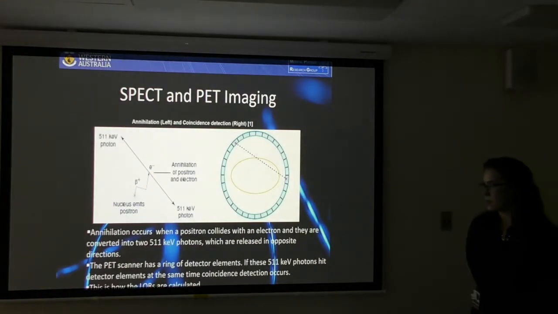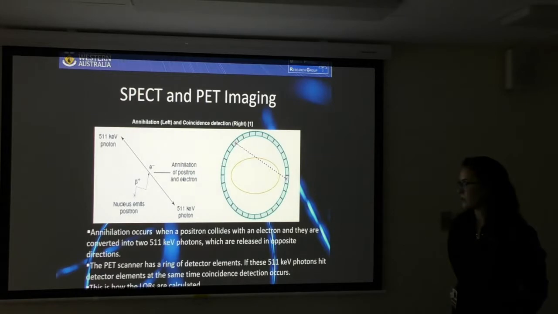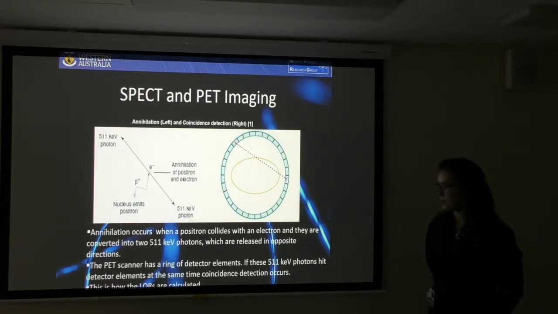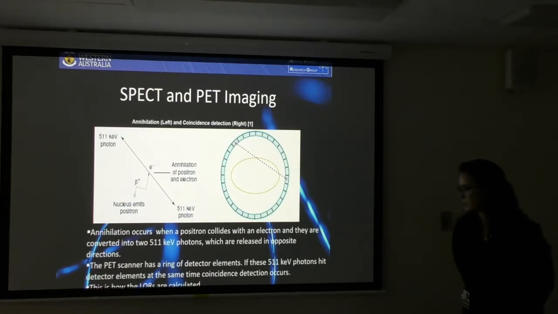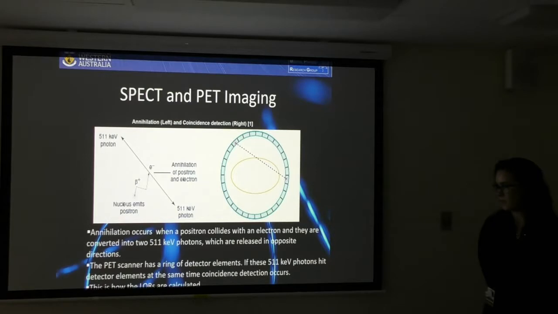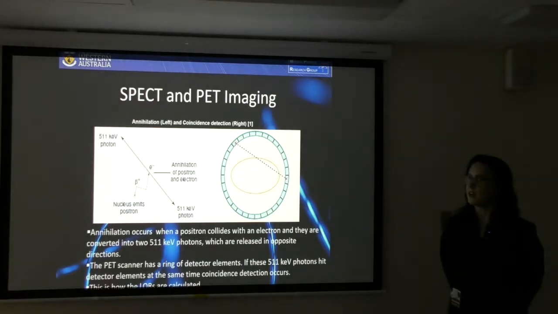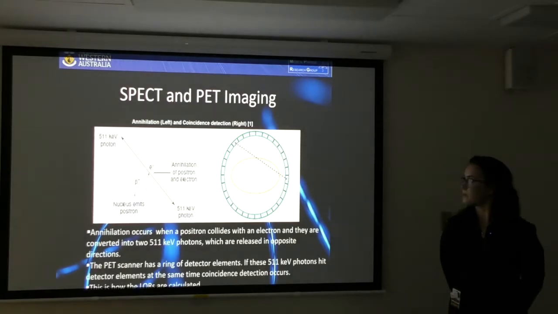So this is also when annihilation occurs. The positrons collide with an electron, and they are converted into two 511 keV photons. These are released in opposite directions and cause a coincidence event. The PET scanner has a ring of detector elements, and when these photons hit the detector elements at the same time, a coincident event occurs, and this is how the LORs are created.